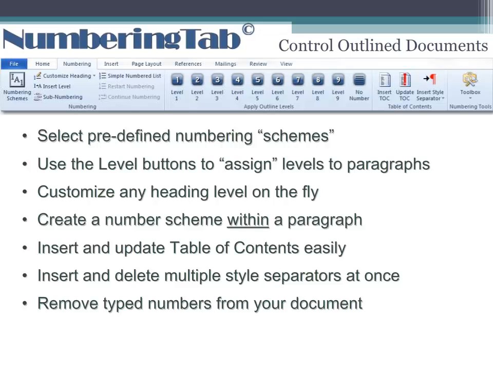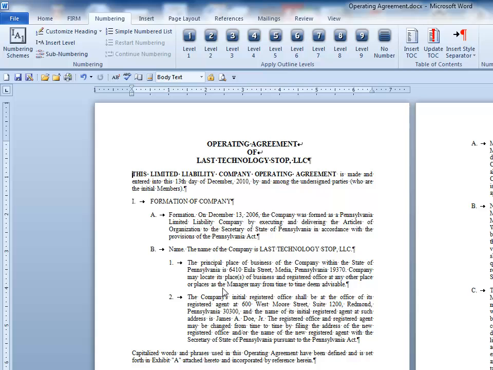An example of using the Numbering tab would be to quickly set up a corporate agreement and generate a table of contents. Here's my example corporate agreement. First, I notice that the numbering scheme isn't exactly right for a corporate agreement. Instead of 1A1, I need it to be Article 1 and Section 1.